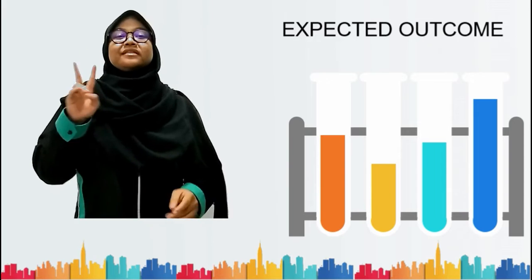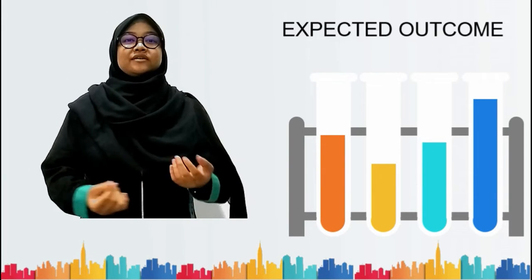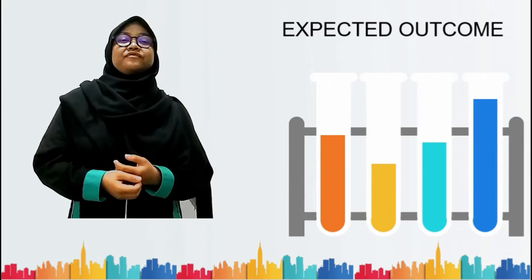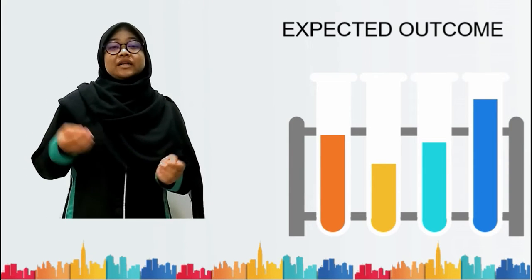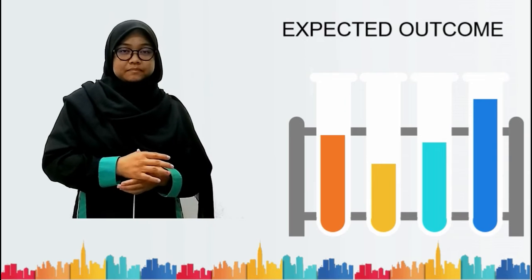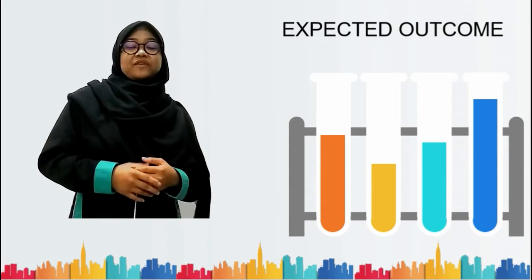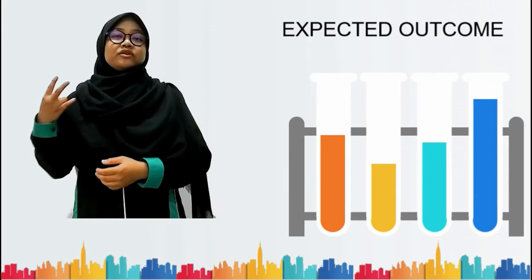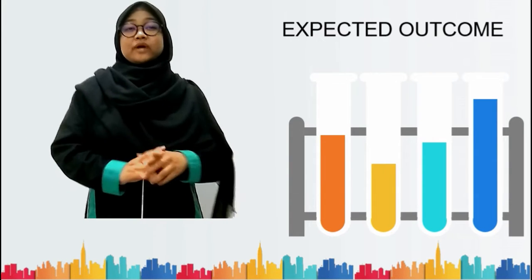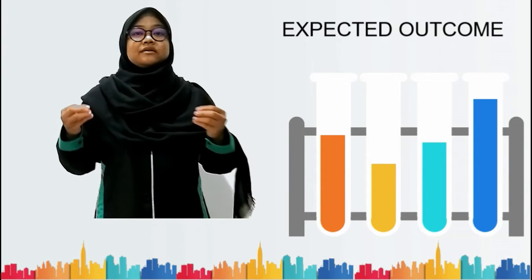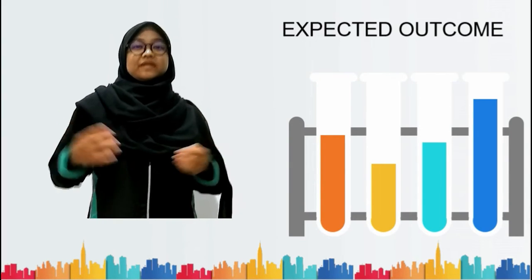Okay, I have two expected outcomes. The first one is for phase 1. I expect that phase 1 will be successful with less than 30% percentage error, so that after it is verified, it is acceptable to be used for phase 2. For phase 2, I expect that I can collect more materials in living rooms in Malaysia.